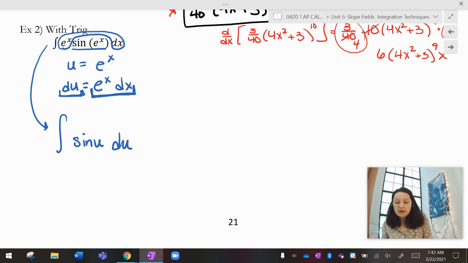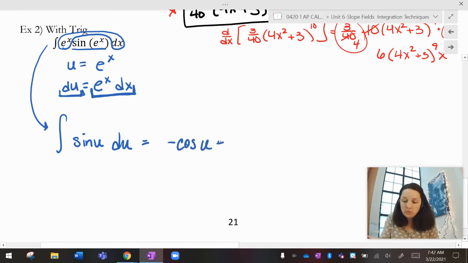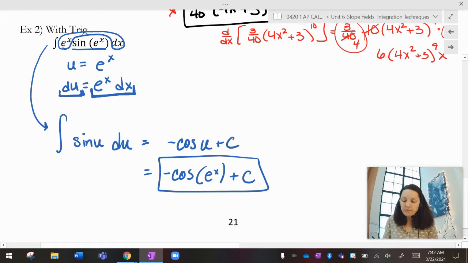So u is e to the x, du is e to the x dx, so I have the integral of sine u du. The antiderivative of sine u would be negative cosine u plus c, and then I'm going to unsub my u sub. Negative cosine e to the x plus c. And then if I want to check, the derivative of negative cosine would be positive sine e to the x times the derivative of e to the x. And hey, that's what we had.